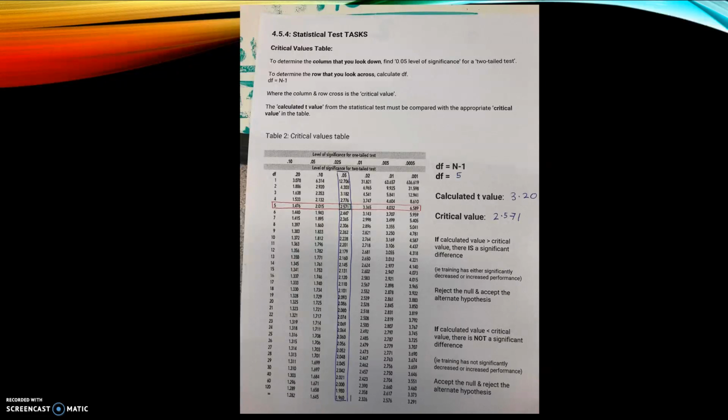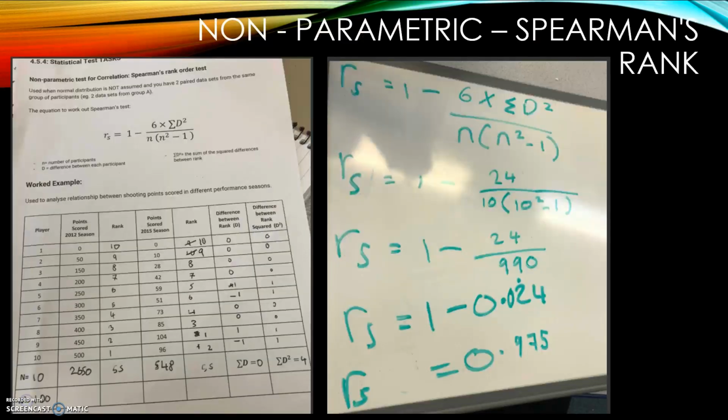So obviously our calculated t-value at 3.2 is bigger or above the critical value, which is 2.571. So we accept the null hypothesis and results are not statistically significant, but however there could still be some practical significance. Next is the non-parametric Spearman's rank.